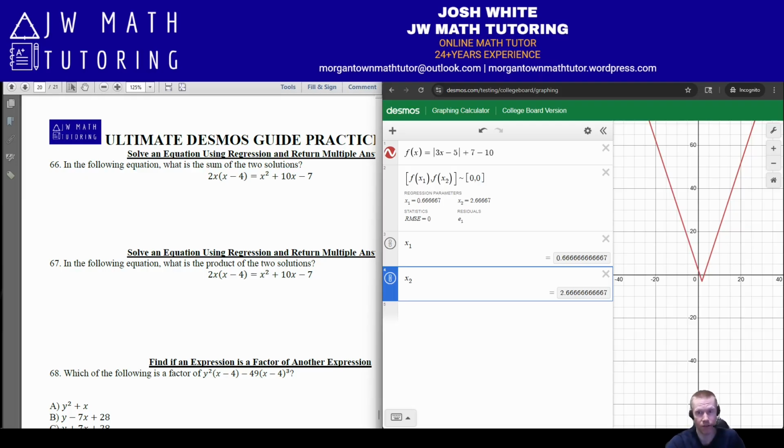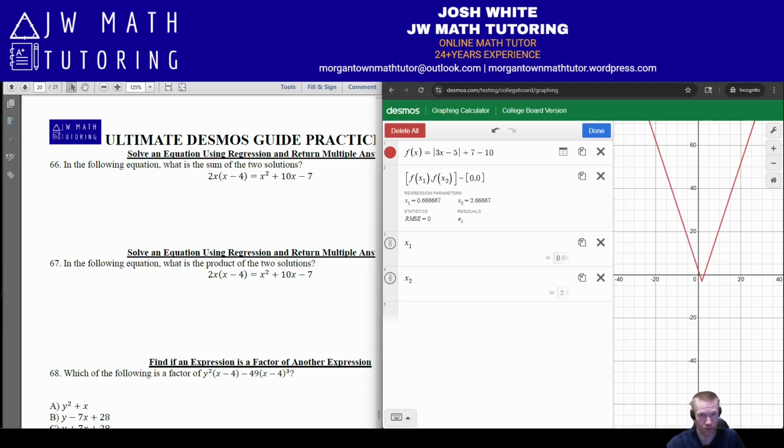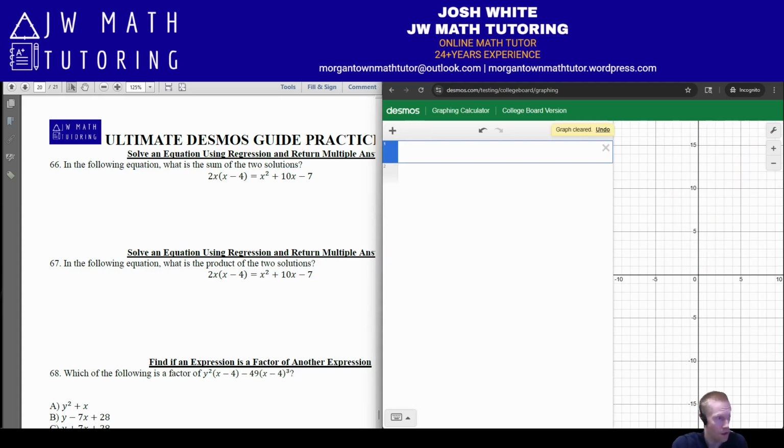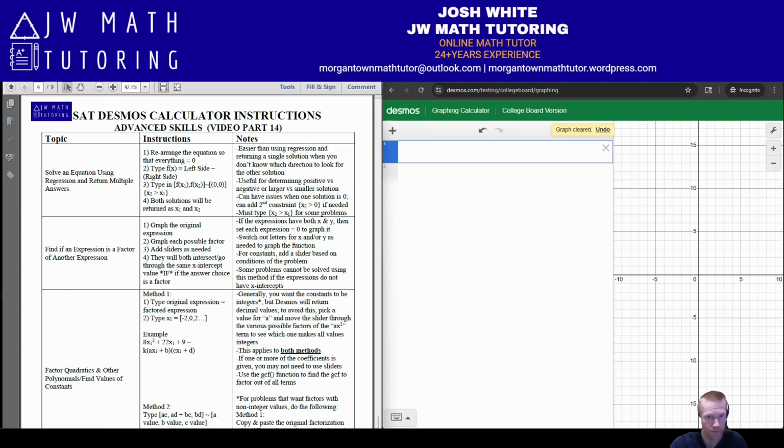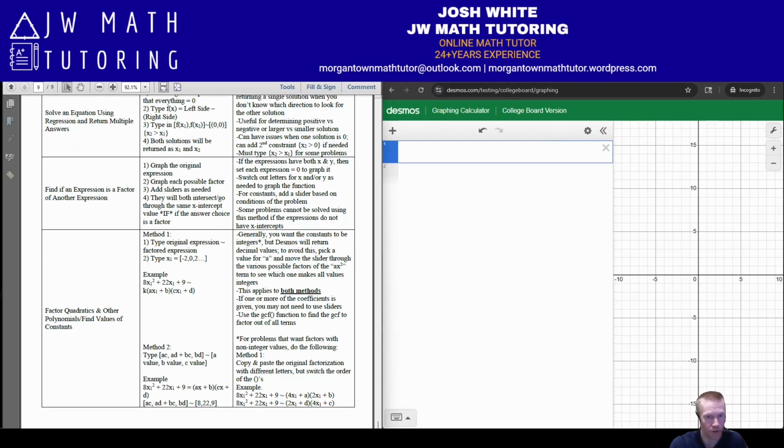So the point is it doesn't have to be only for quadratic equations. All right, let's go back to the guide. Let's look at some factoring. All right, so the first thing I want to talk about is finding if an expression is a factor of another expression.